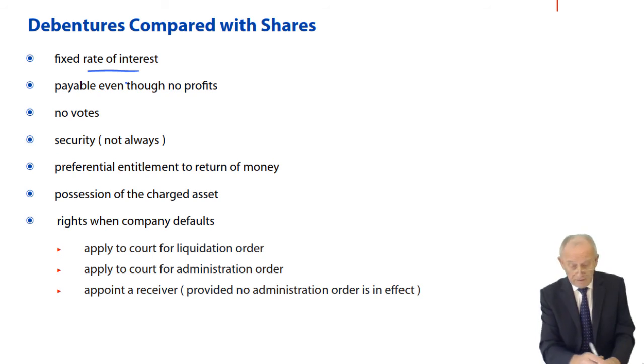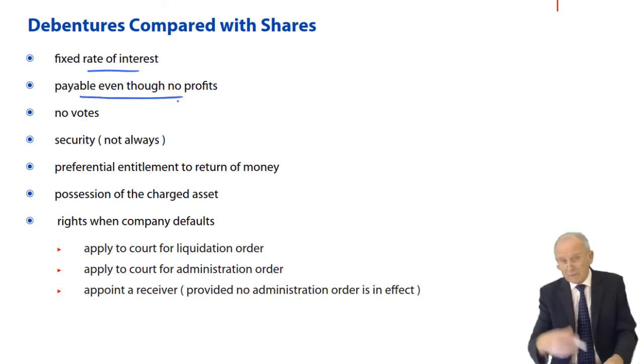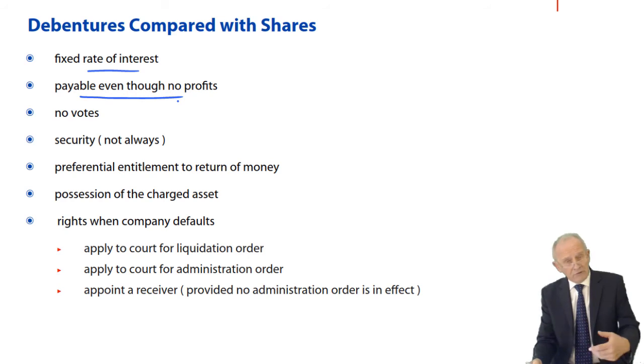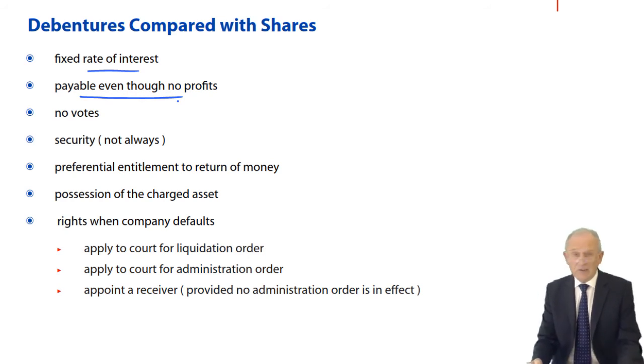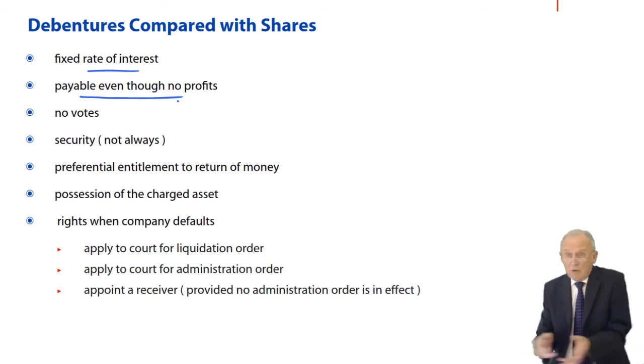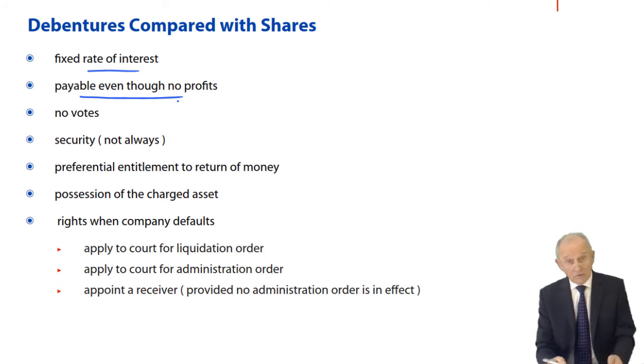Fixed rate of interest. Payable interest. The interest is payable even though there are no profits, because this is paying a debt. It's not a dividend. You can't pay a dividend if there are no profits, but you have to pay interest because interest is a finance charge and is deducted in arriving at profit before tax.